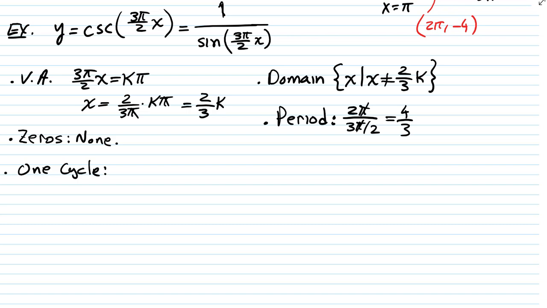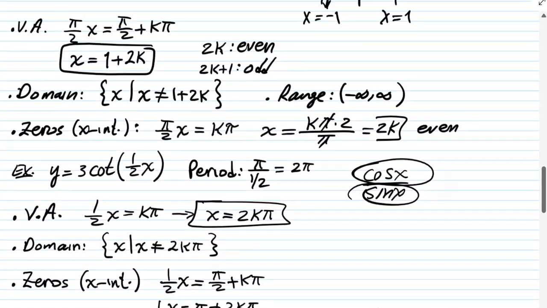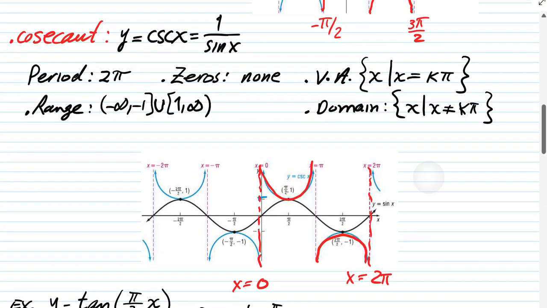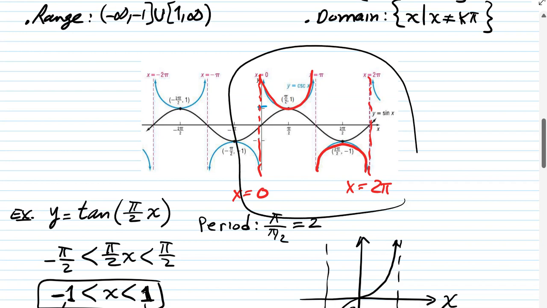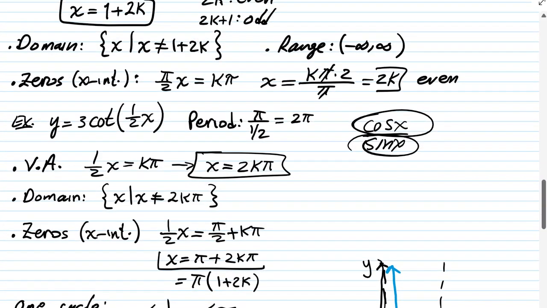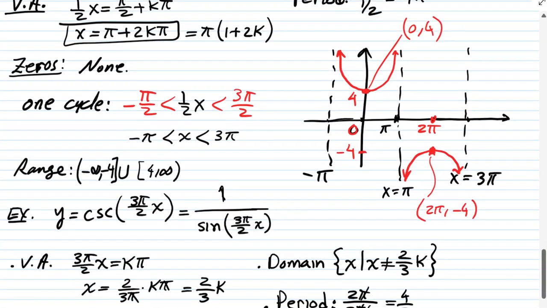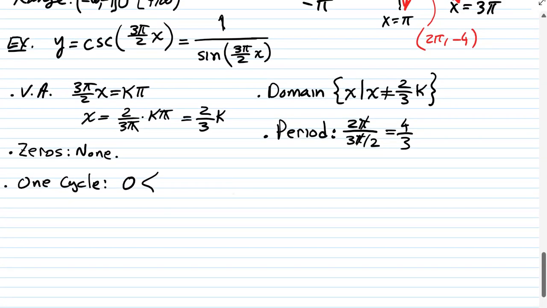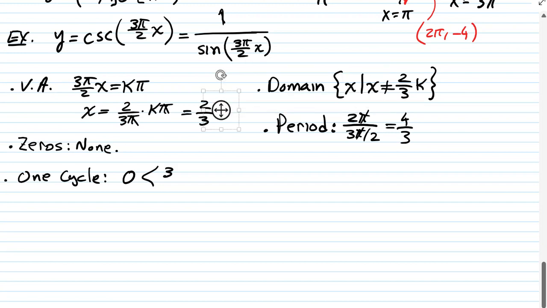For 1 cycle, again, I'm going to set it between 0 and 2 pi. Why? Let's go back to the basic cosecant. This is cosecant. Remember, we had one unique graph between 0 and 2 pi. Those were the vertical asymptotes. So let's see, where are those vertical asymptotes now? The argument of my cosecant is 3 pi halves x, between 0 and 2 pi.